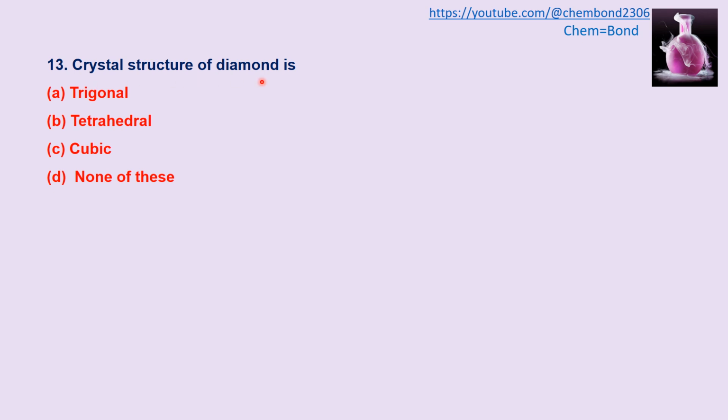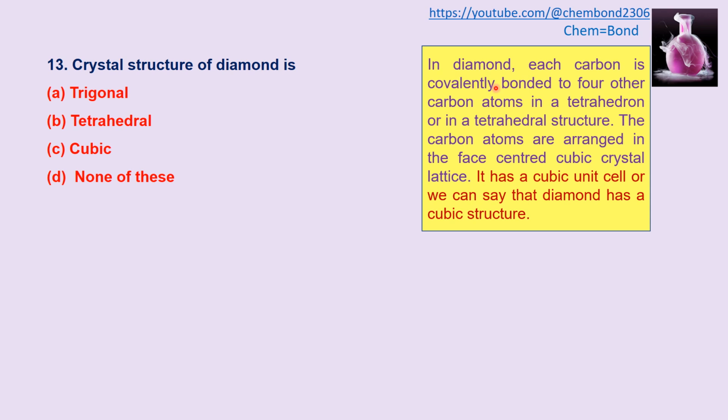Crystal structure of diamond is: trigonal, tetrahedral, cubic, none of these. So we know that in diamond each carbon is covalently bonded to 4 other carbon atoms in a tetrahedral structure. The carbon atoms are arranged in a face center cubic crystal lattice. So we know that carbon has a cubic unit cell and it has cubic structure. So the answer is cubic.